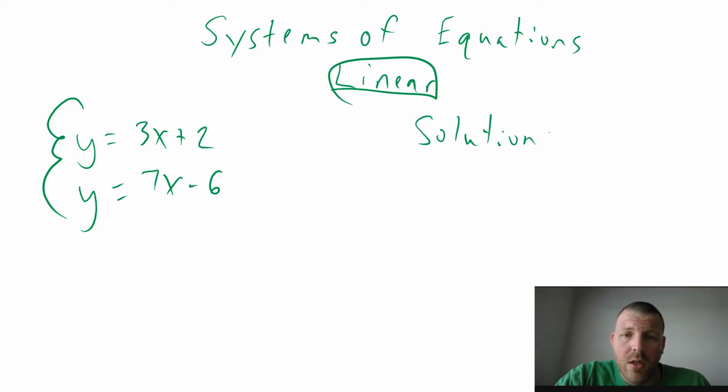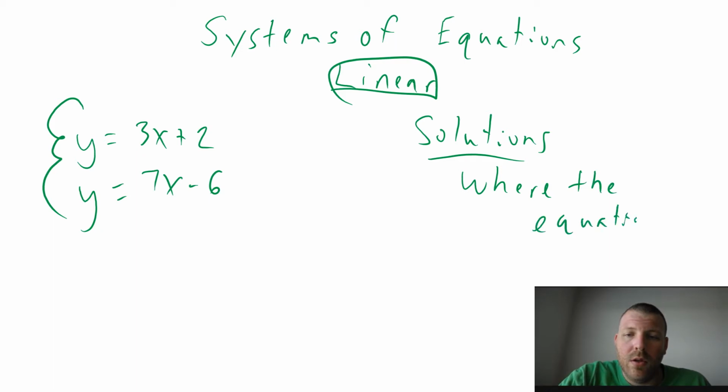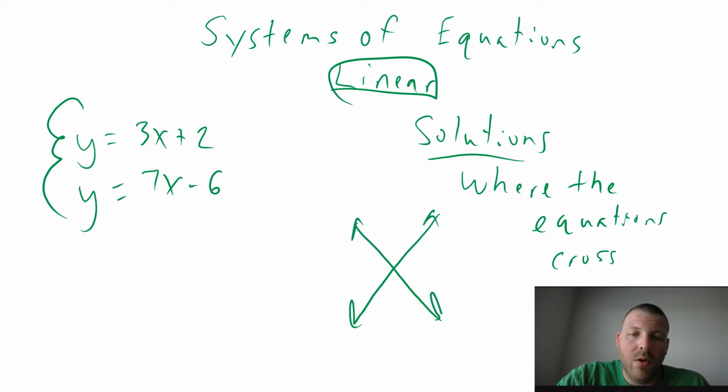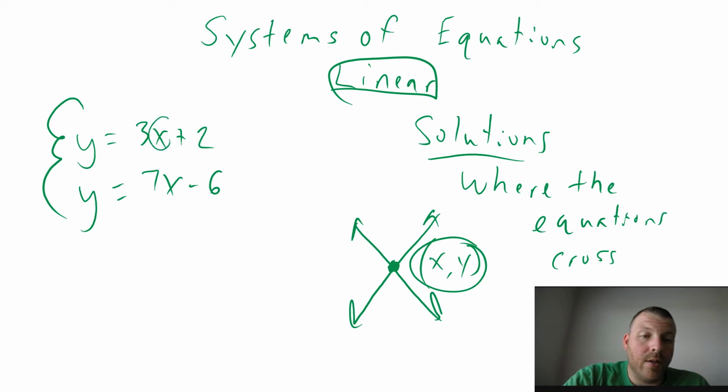Okay? The solutions are where the equations cross. Or intersect, right? So we're talking about where two lines or more lines intersect at a common point. That point being an x and a y value. And so what we're doing is we're trying to solve for x and we're trying to solve for y so that it satisfies this intersection, okay?